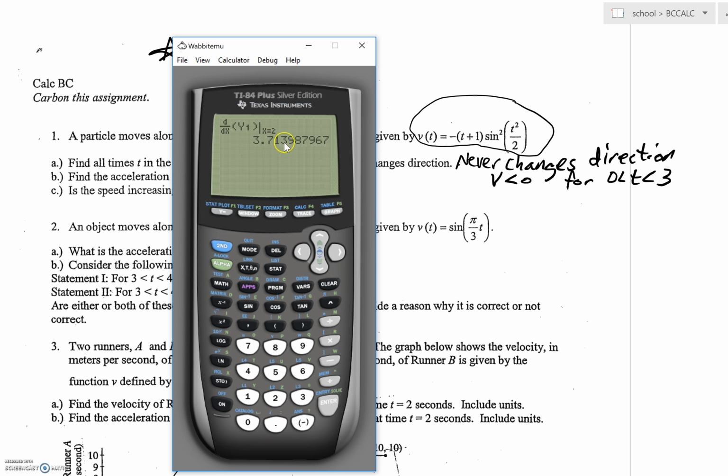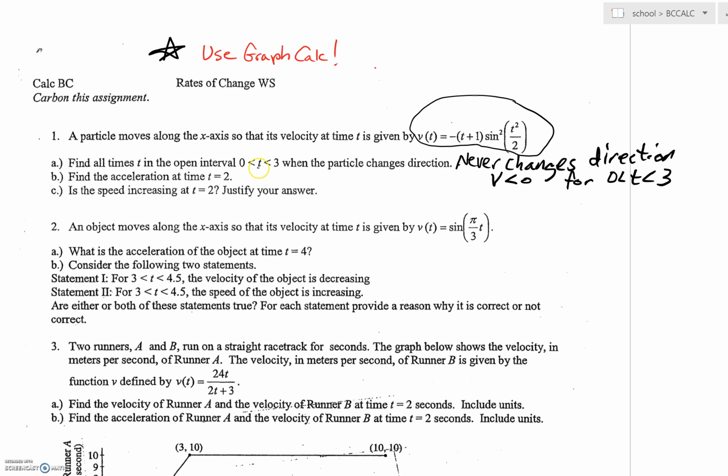Now, AP rounding, we're always going to go to 3 decimals. 3.713, or if we round, 3.714. You could go either of those, 3.713 or 3.714. Look at this. I just took a derivative and plugged in. You're either truncating or rounding, and you're good to go.